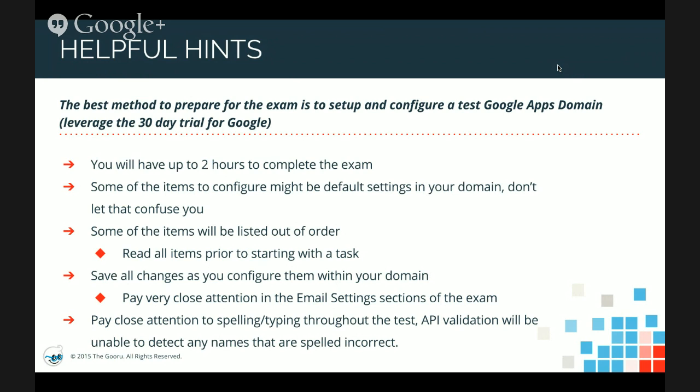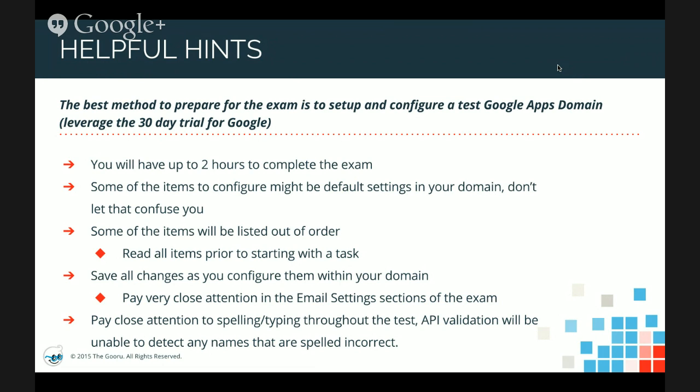Just keep in mind that at the end, it's scored by an API. So as long as that service or that setting is in the right configuration, then you should be good for the test. So don't feel like if it's a default setting and it's already turned on, that you have to turn it off and turn it back on or anything like that.